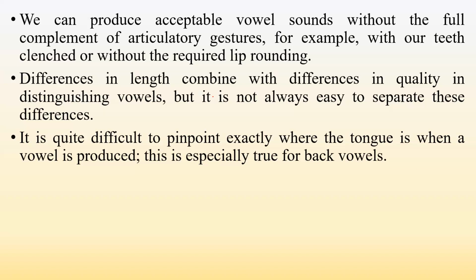So it is quite difficult to pinpoint exactly where the tongue is when a vowel is produced. This is especially true for back vowels. Back vowels are the vowels that are produced using the back part of the tongue. But not only the back part; there are different parts of the tongue we talk about in the production of vowel sounds: the front part, the middle part, and the back part. Not only the back vowels, actually.